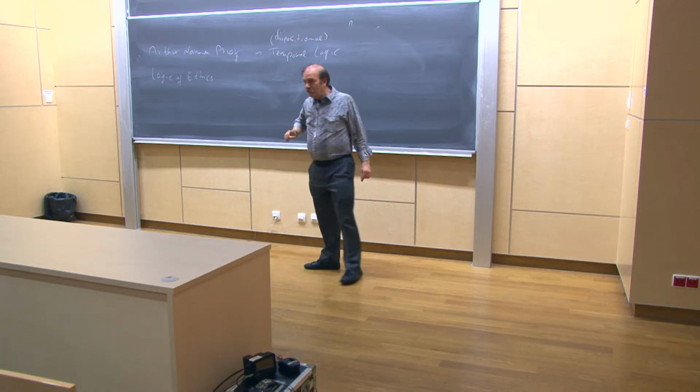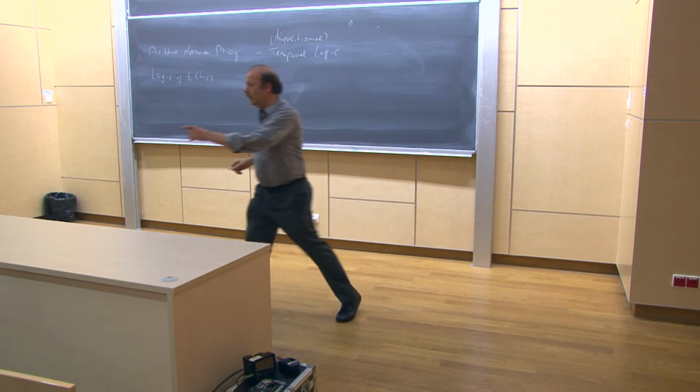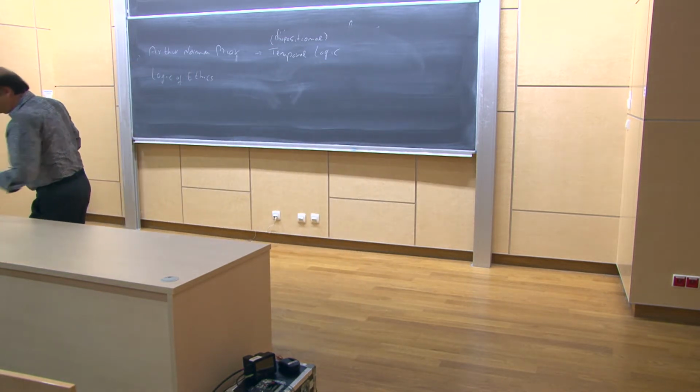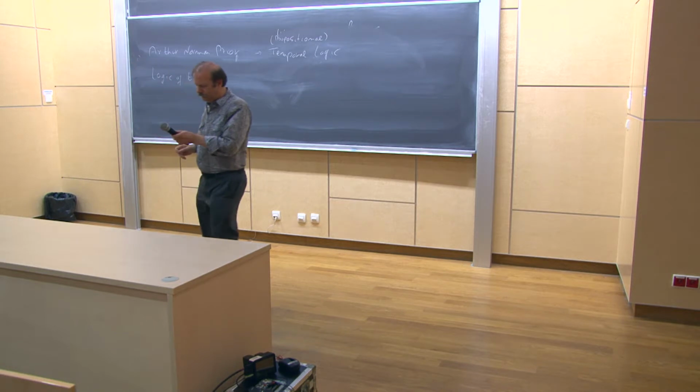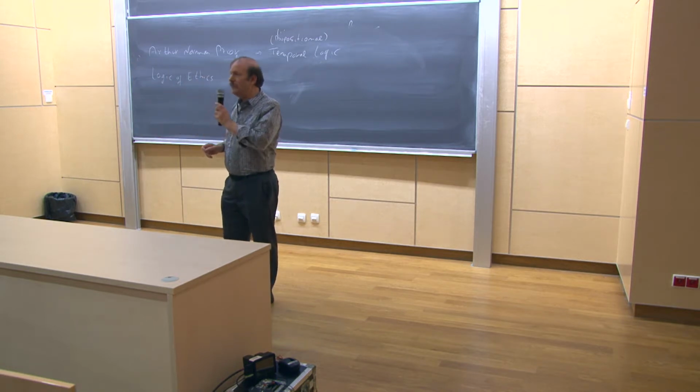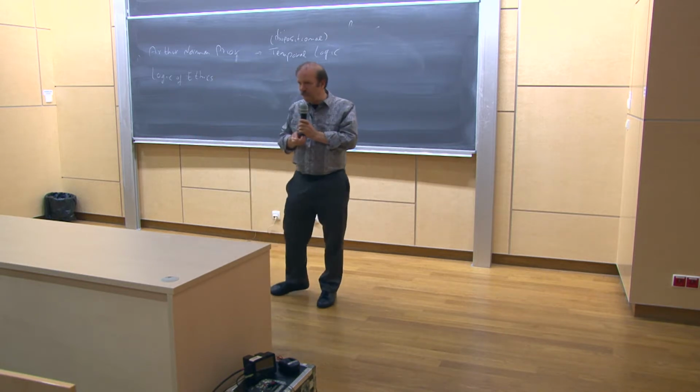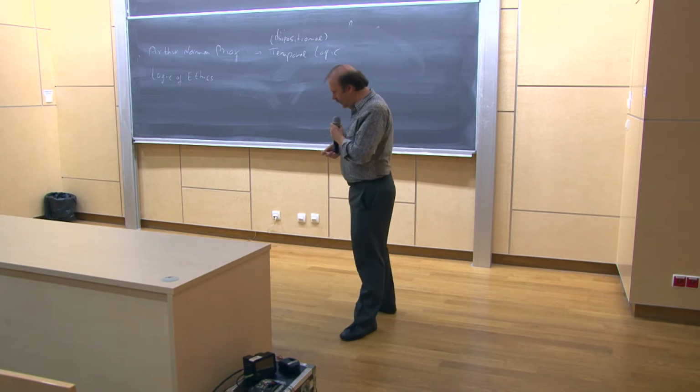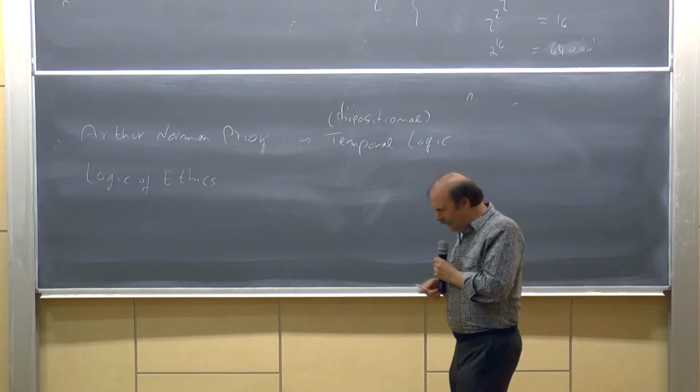Propositional temporal logic. When is this? This is early 50s. Early 50s, and he started thinking about it. There is actually a date.